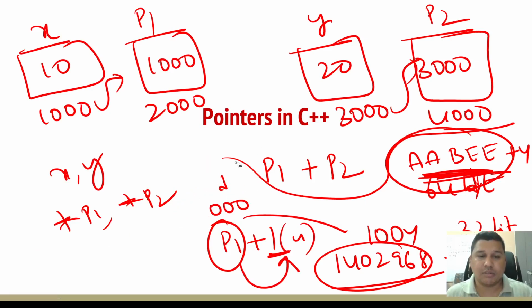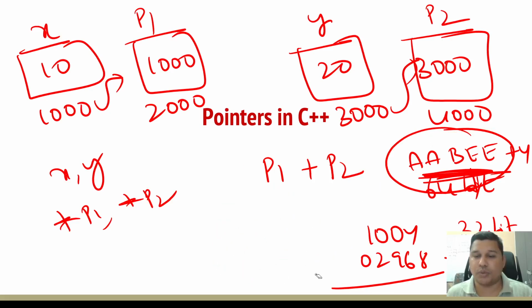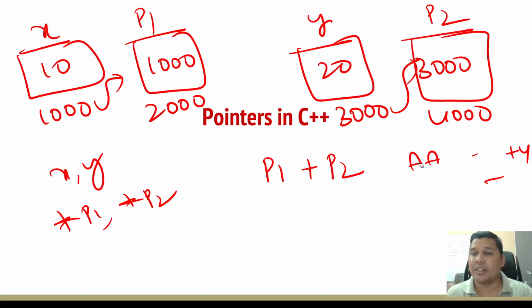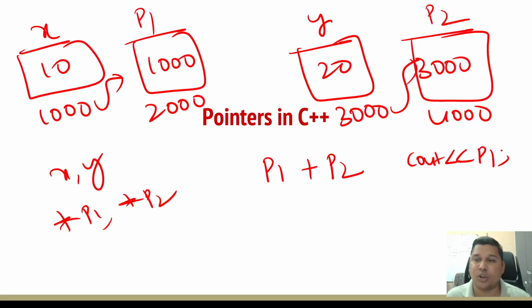Now tell me, what is the value of p1 plus p2, assuming the addresses are 1000? Before you go for this, tell me, if I write cout of p1, what will I get as the answer? Right, address 1000. Very good. Now this is 1000 plus p2. Cout of p2 will give you 3000.